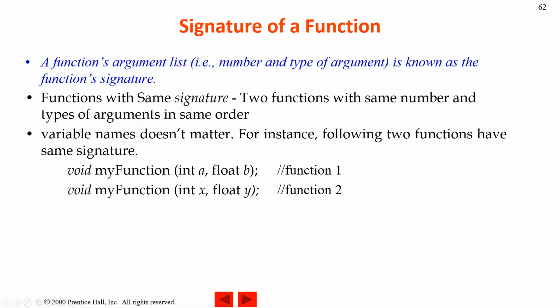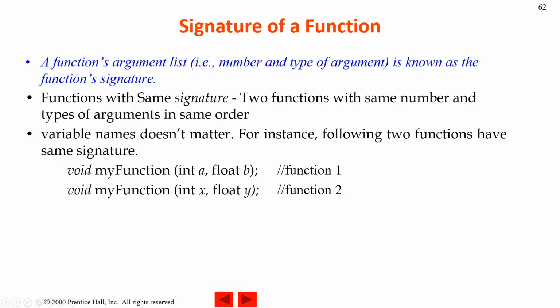So what is the signature of a function? Let's look at it in more detail. A function's argument list, the number and type of arguments, is known as the function's signature. Functions with the same signature means there are two functions with the same name and types of arguments in the same order. So the name should be the same, the types should be the same, and the order should be the same, then the functions will have the same signature.